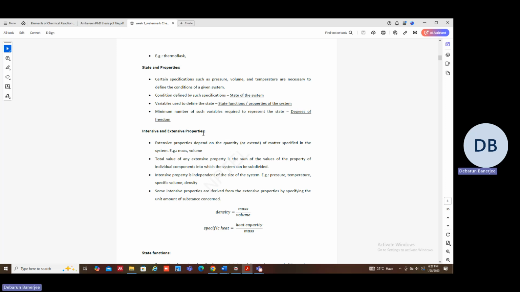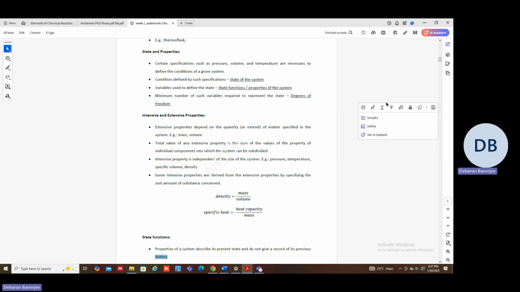So there are certain specifications such as pressure, volume, temperature, which are very much necessary to define the conditions of a given system. This kind of conditions, which are defined by such specifications, are called the state of the system. And variables which are used to define the state are called the state functions or system properties. And the minimum number of such variables required to represent the state is called the degrees of freedom.